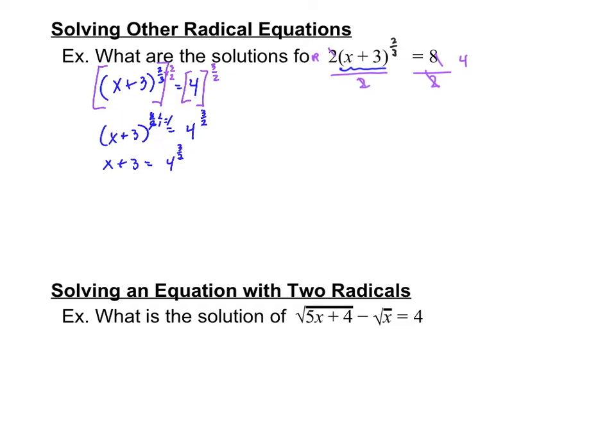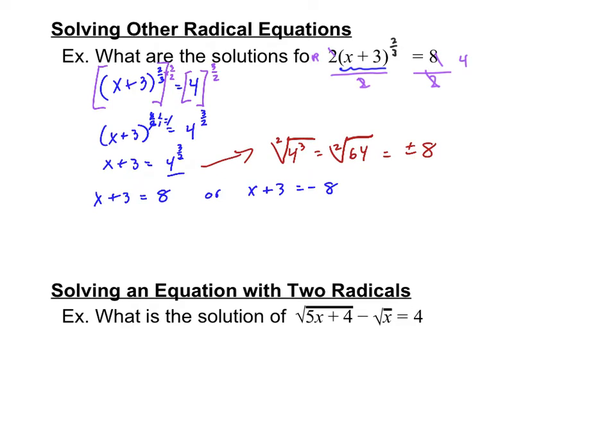Now, if you don't remember, you could put this in the calculator just like it is, and it's going to give you the answer. But also, if you think about it, if we use the radical, we have the square root of 4 to the third, which is the square root of 64, which is plus or minus 8. So we can continue solving our equation, and we know that x plus 3 is equal to 8, or x plus 3 is equal to negative 8.